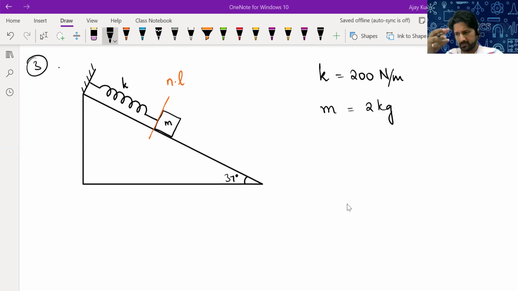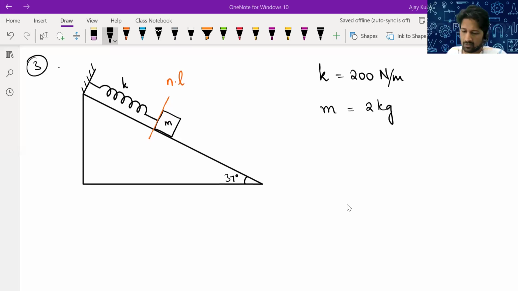Now, mg's component will be acting in the downward direction. That downward component will pull it away from this natural length. So the block will start moving. The spring will stretch. So at some position, the spring force and that mg component will be balanced. That will be the mean position. By the time the block reaches the mean position, it will have gained some velocity. It will cross that position and go to the other extreme as well. This system will definitely oscillate.